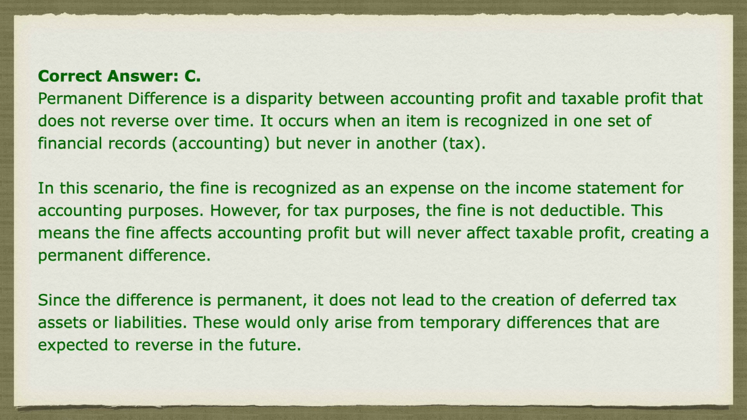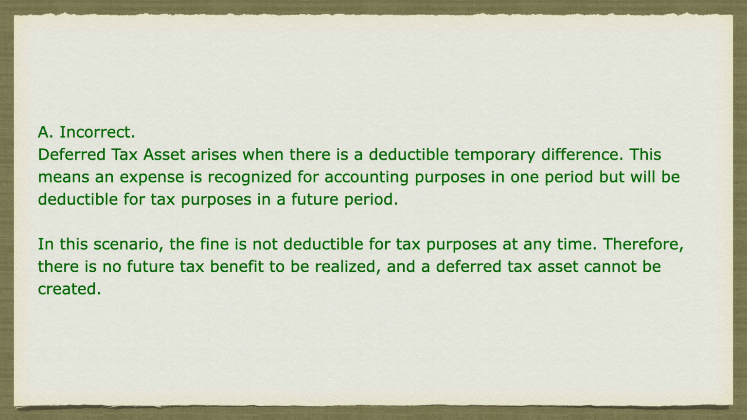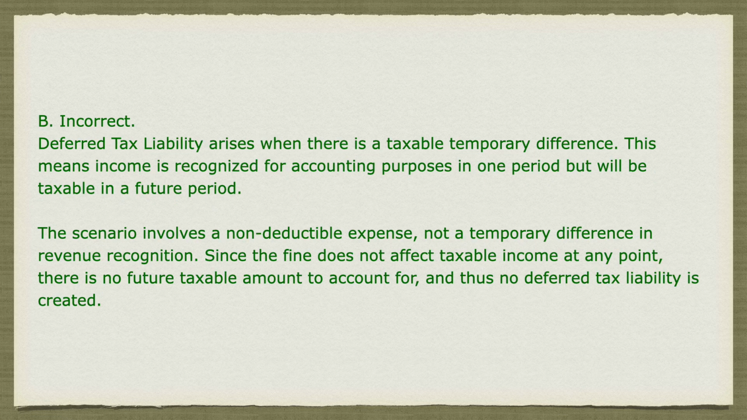Since the difference is permanent, it does not lead to the creation of deferred tax assets or liabilities. These would only arise from temporary differences that are expected to reverse in the future. A. Incorrect. No deferred tax asset can be created because the fine is not tax deductible. B. Incorrect. Deferred tax liability arises from taxable temporary differences, not non-deductible expenses like fines.